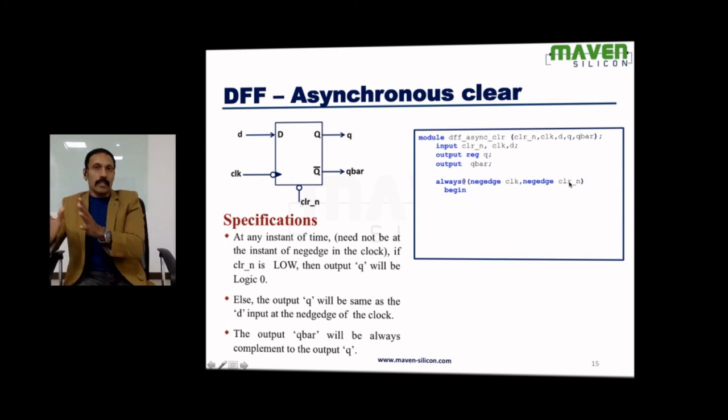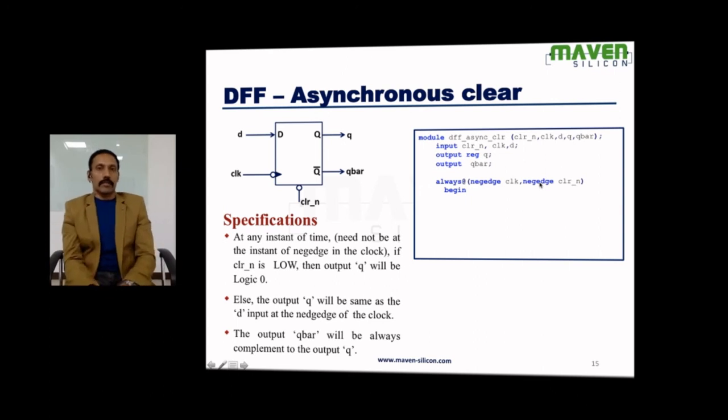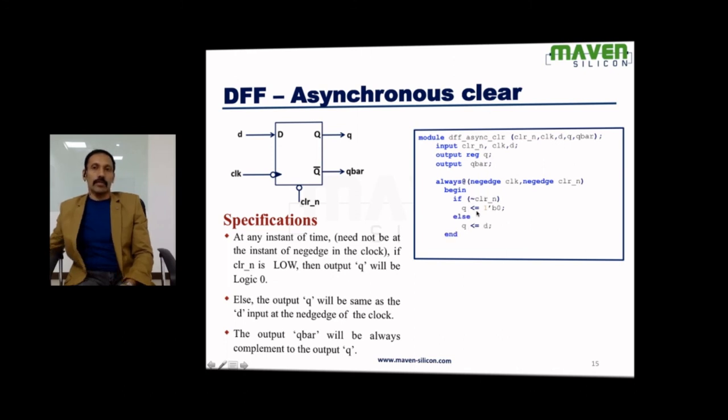Here, clear will be level sensitive. But clear is active low. To define active low, we have to say negedge. This is something important you have to remember. Okay. If clear is active low, so not of clear. Whenever clear becomes zero, then the condition becomes true, then Q gets zero. You have to visualize like this. Else Q gets D. This is how we produce Q.